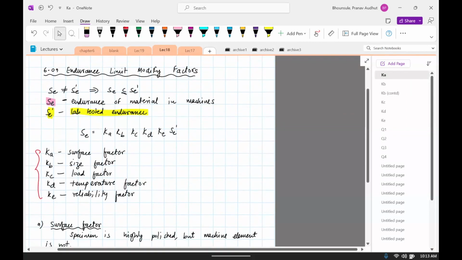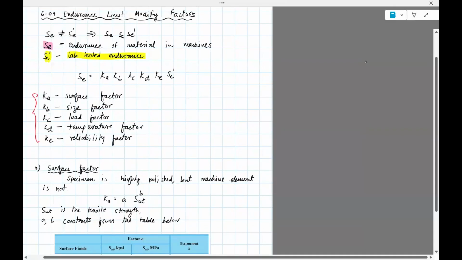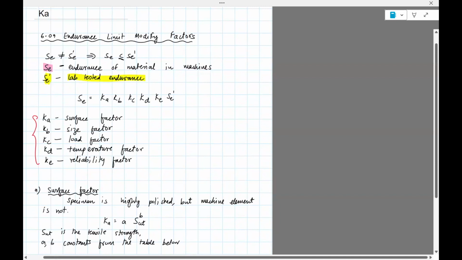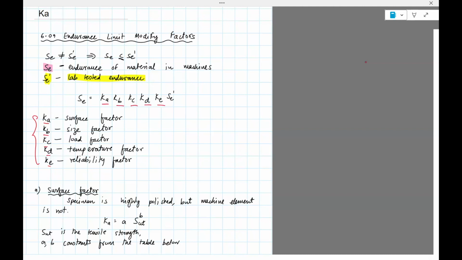So these factors are as follows. There's a surface factor, size factor, load factor, temperature factor, reliability factor. Each of these factors has a corresponding value, Ka, Kb, Kc, Kd, Ke. And we can take these values into this equation and solve for SE.